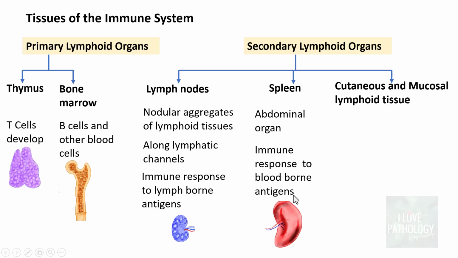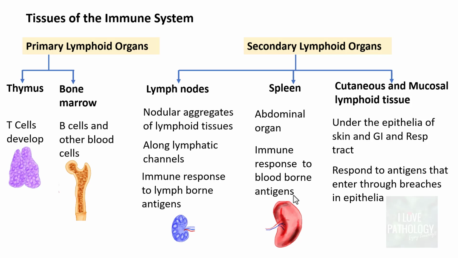Whereas cutaneous and mucosal lymphoid tissue is present under the epithelium of skin and the gastrointestinal and respiratory tract epithelium. They respond to antigens that enter through various breaches in these epithelia. Okay, so these are the various tissues of the immune system.